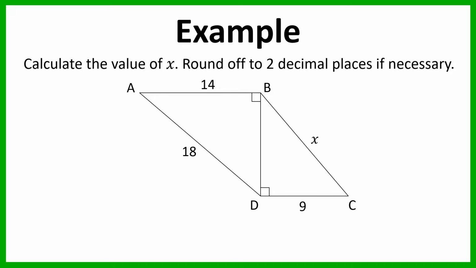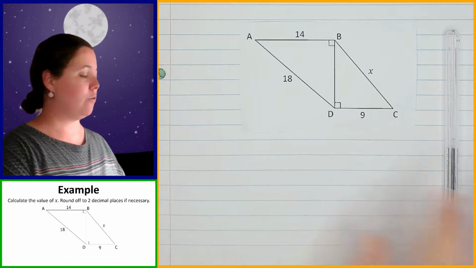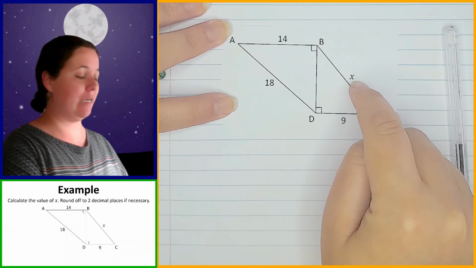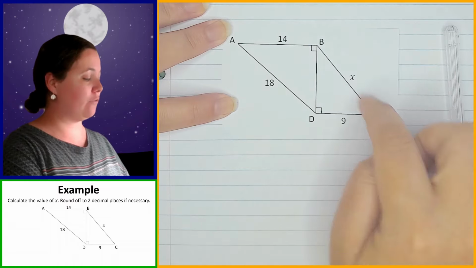Okay, so here's an example. We need to calculate the value of x, and we need to round off to 2 decimal places if necessary. Okay, so let's have a look at how we would do this question. Right, so first of all, we need to see where x is in the diagram. X is over here, and it is one of the sides of this triangle.